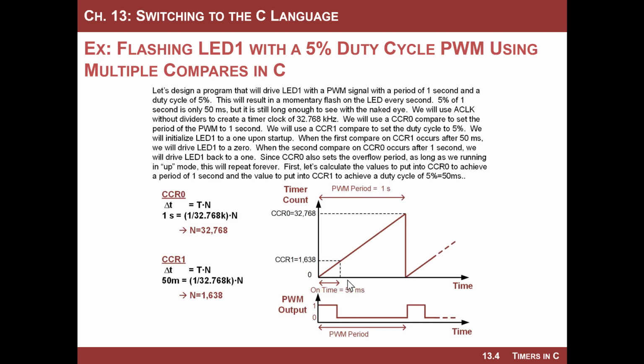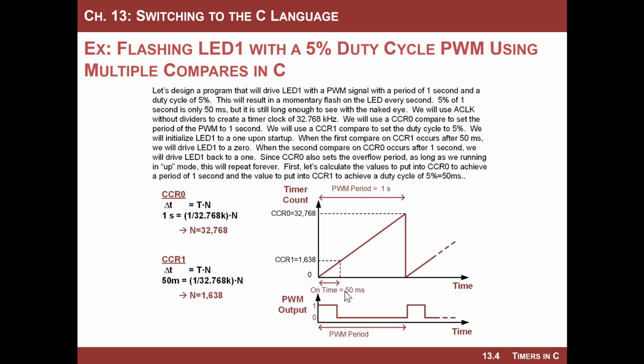Let's create a PWM period of 1 second. And let's create a duty cycle or on time of 50 milliseconds. And what we'll do is we'll drive LED 1 with this. Now 50 milliseconds is really quick. It's 1/20th of a second, but you actually can still see it.